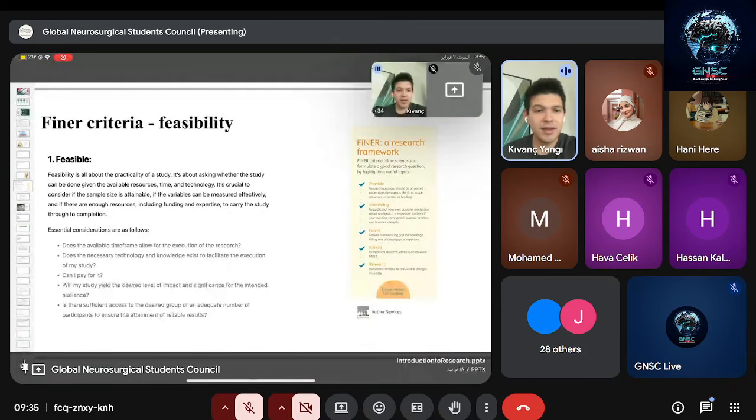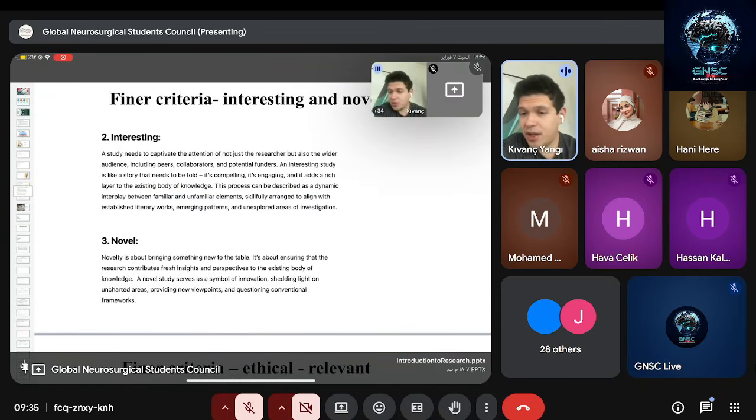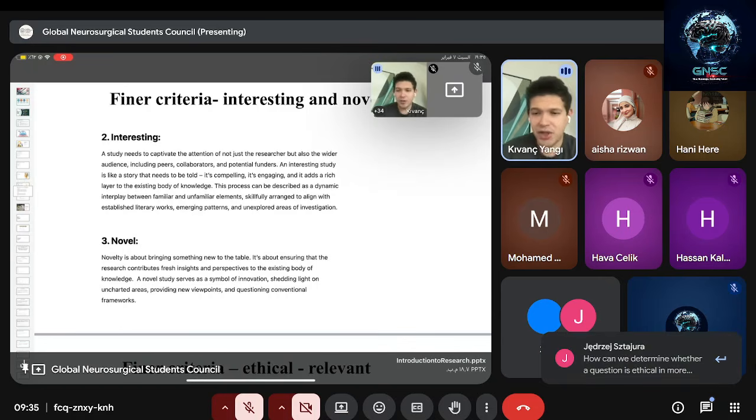Will the study yield the desired level of impact and significance for the intended audience? Is there sufficient access to the desired group or an adequate number of participants to ensure reliable results? Very important points. Next slide, please. So yeah, your study should be interesting, like I told you. A study needs to captivate the attention of not just the researcher, but also the wider audience. For example, during COVID, people started to ask questions, and nearly everything researched was on the relation of COVID with some other modalities.